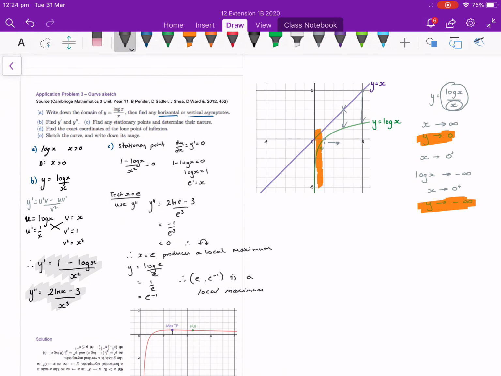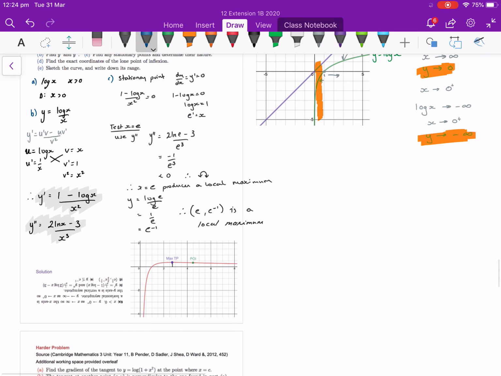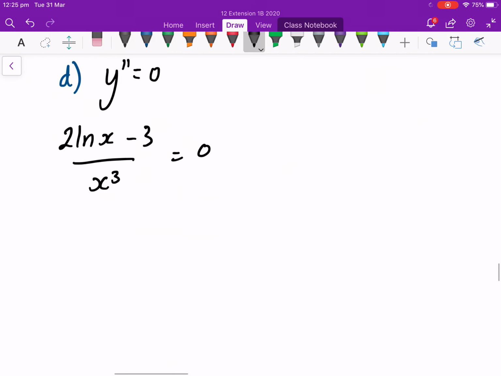Now, I've run out of space, unfortunately, here. But we can turn to the next part, which is to find the exact coordinates, and I'll work this bit out over here. Find the exact coordinates of the lone point of inflection. So points of inflection occur when the second derivative is equal to 0. So if we go ahead and try and solve that, we've got 2 ln x minus 3 on x cubed equals 0. Again, times by x cubed.